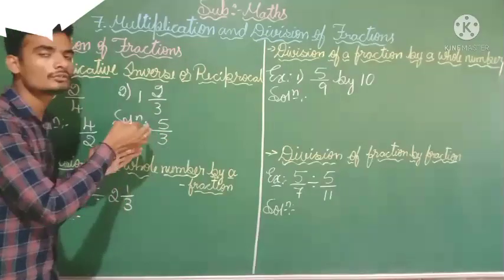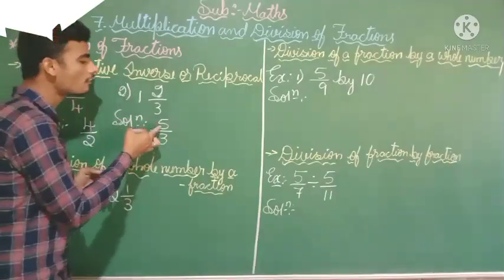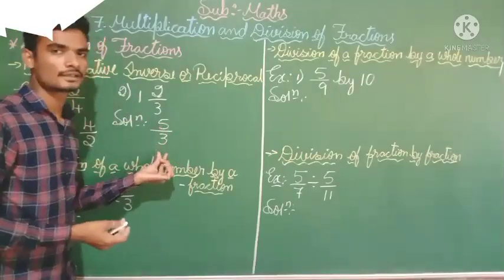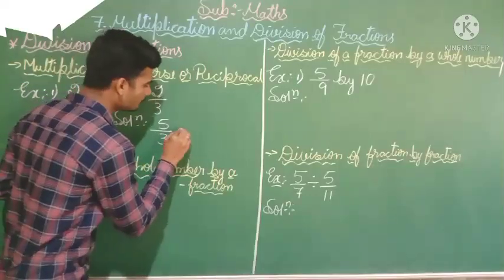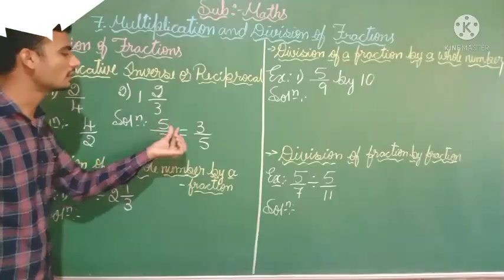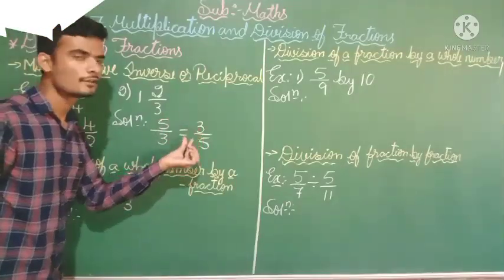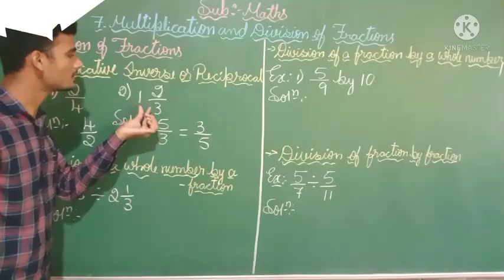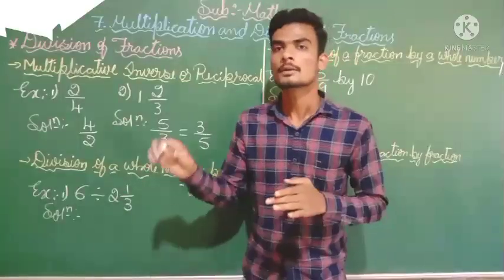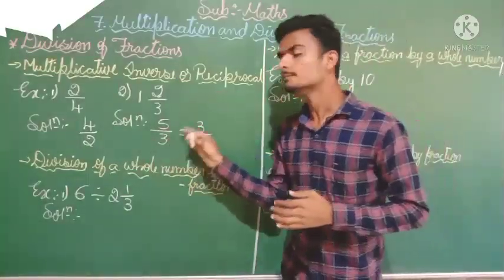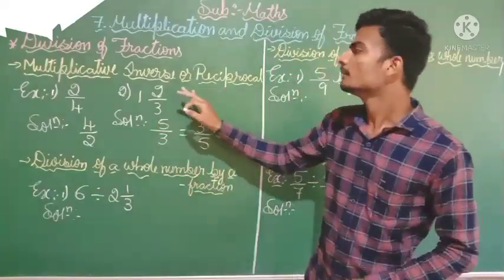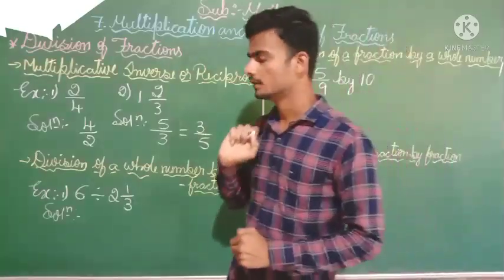Now we want to find the multiplicative inverse of 5 by 3. So what is the multiplicative inverse of 5 by 3? Yes, very good. That is 3 by 5. The multiplicative inverse of 5 by 3 is 3 by 5. So if a mixed fraction arises, first you want to convert that into an improper fraction. Later you want to take the multiplicative inverse of the fraction. This is how to find a multiplicative inverse or reciprocal.